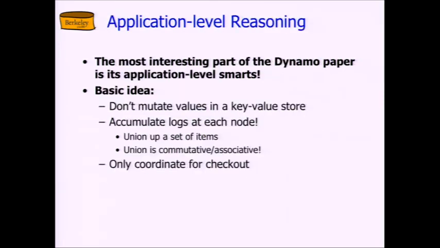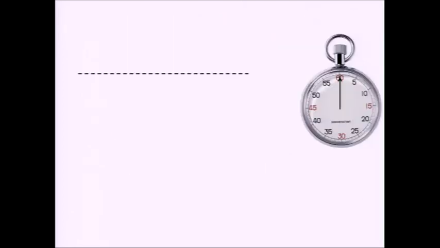Well, here's what the Amazon guys did, though. They did something a little better. The idea was that they're not going to update values in a key value store at all. So what we saw was updating values in a key value store. Instead, they're going to accumulate logs in the key value store, and they're going to union them up over time. So here's the idea. This clock is rounds of 2-phase commit. You might think that for every item that you click on to buy, we'd do a round of 2-phase commit. But they don't do that.